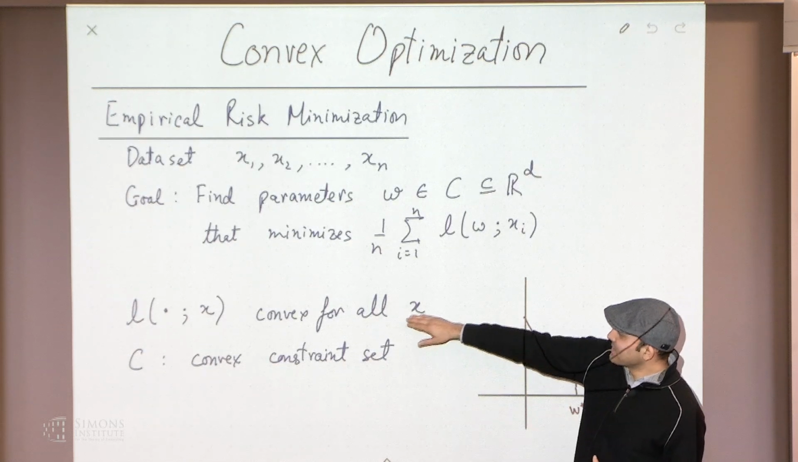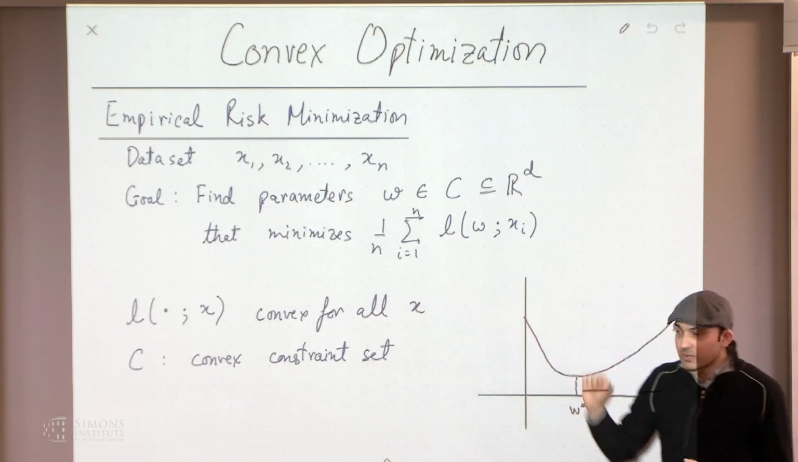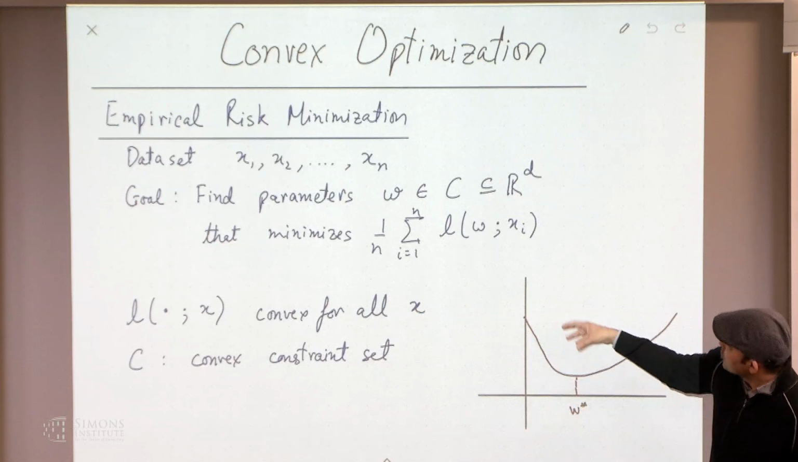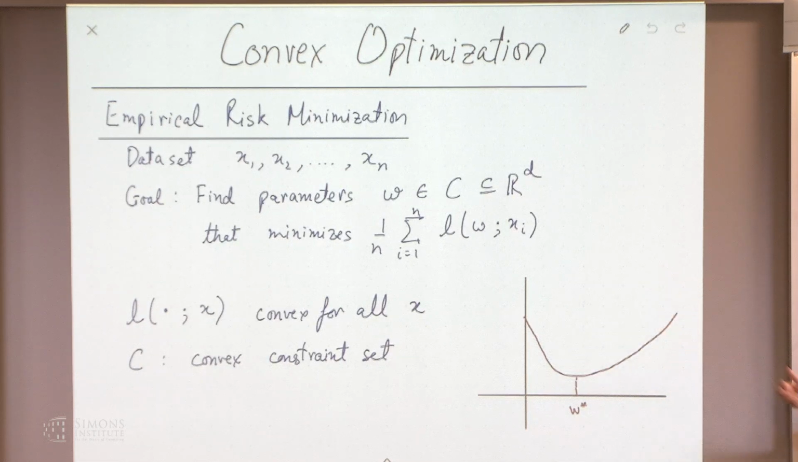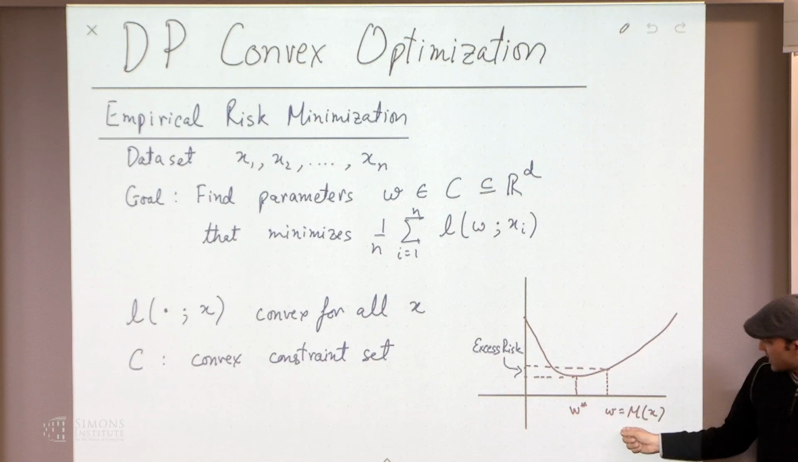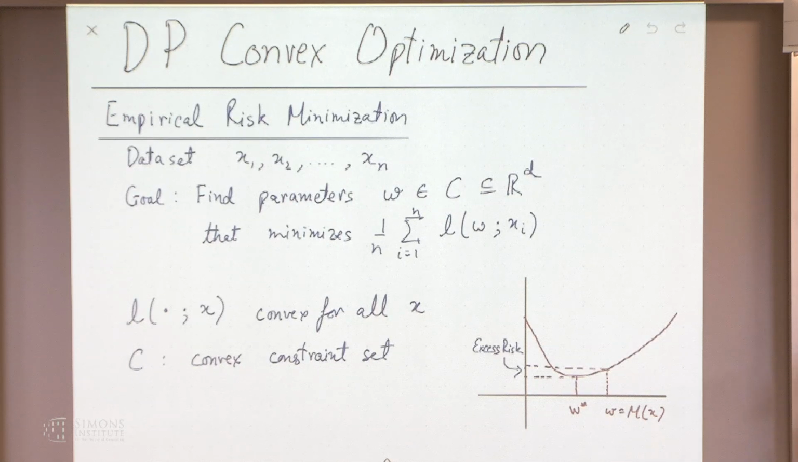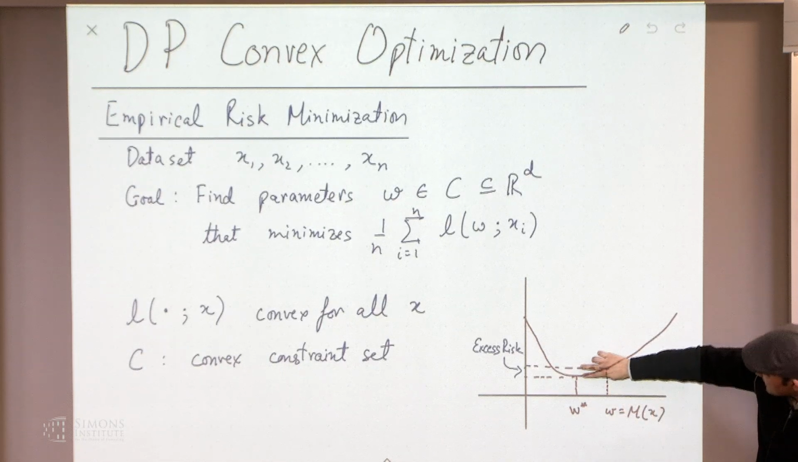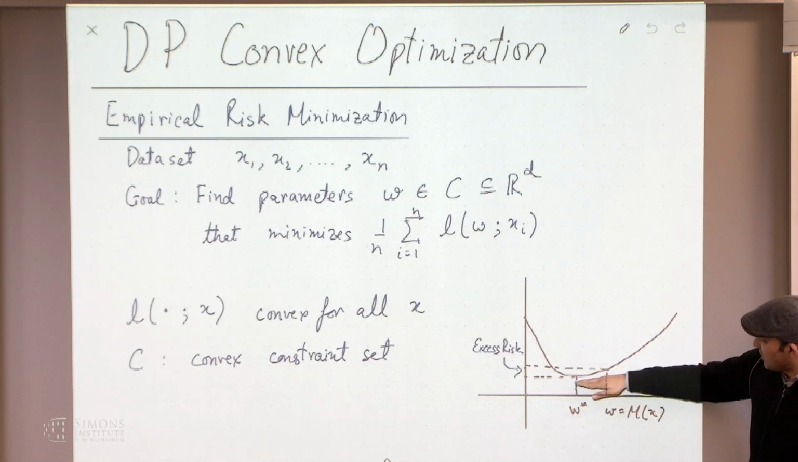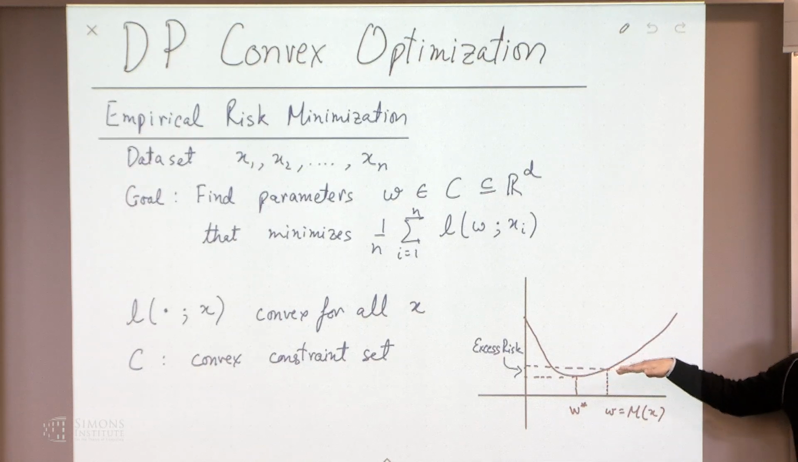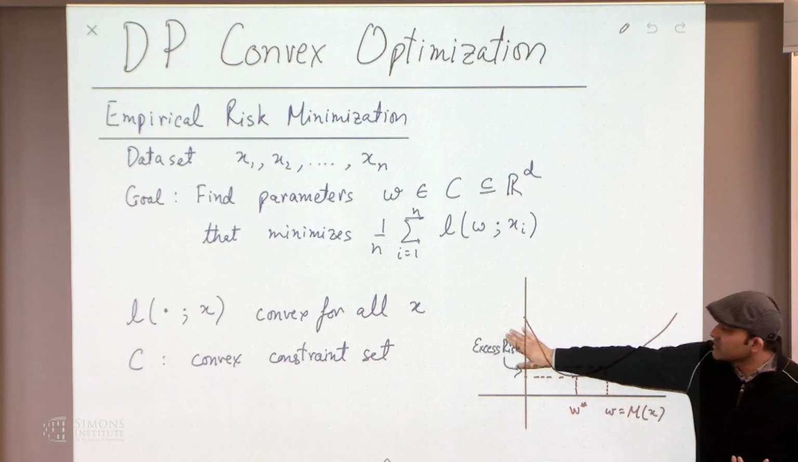In traditional machine learning, this loss function is usually convex. So let's start there. And we'll usually restrict this w to come from some convex constraint set. When we do a differentially private version of this problem, we will not compute w star, but we will compute some w, which is an approximation to w star. And the kind of approximation we'll be interested in is how large is the gap between the loss at w star and the loss at what your algorithm outputs. We'll call that the excess risk.